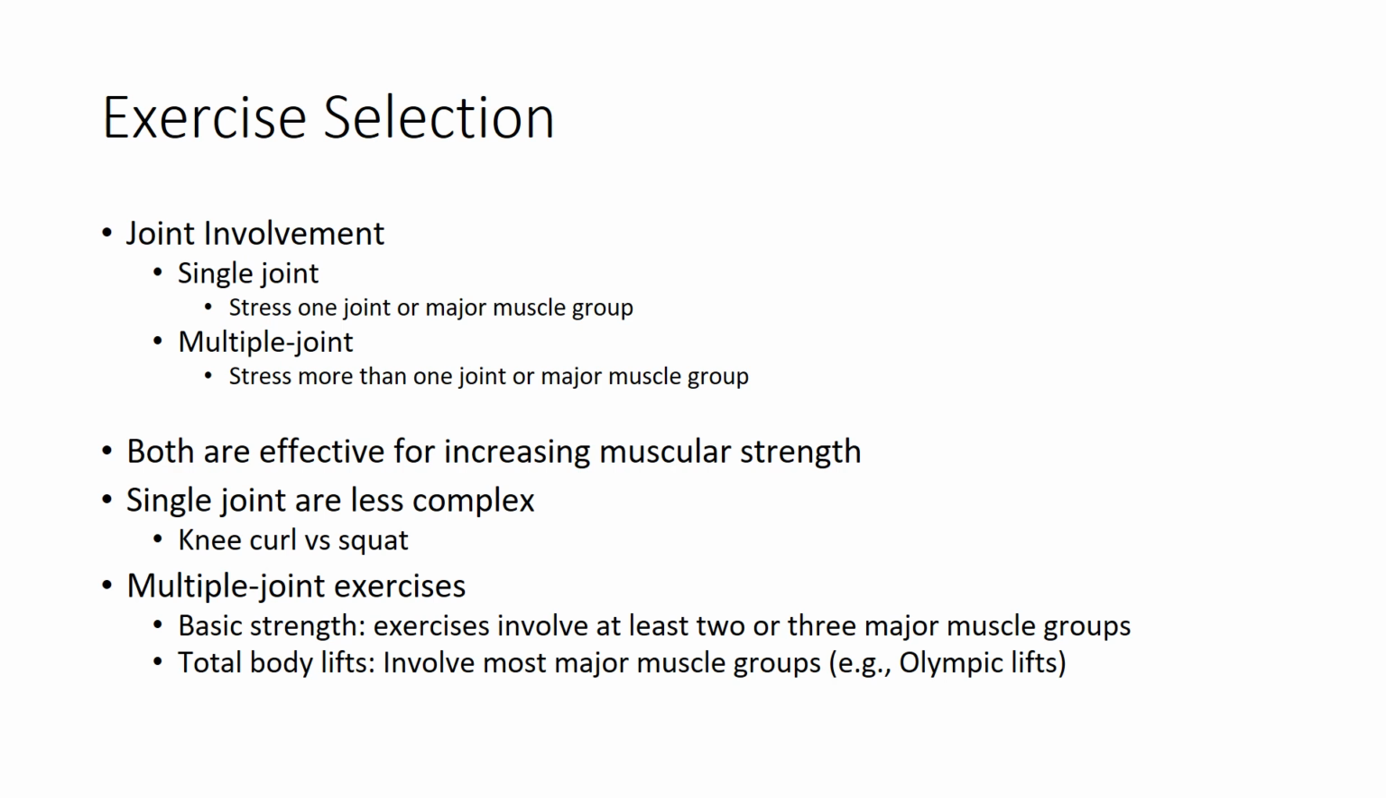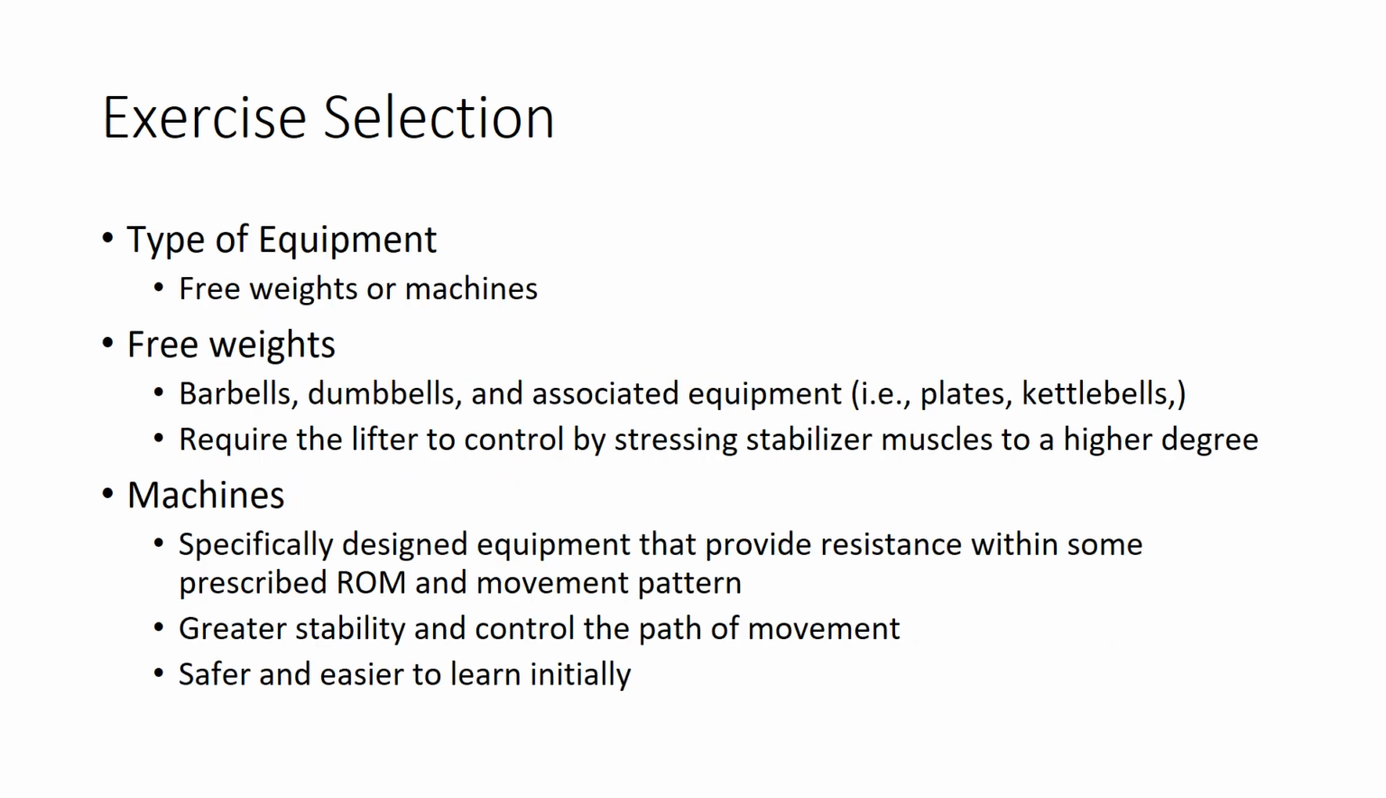Multi-joint exercises can be split into two different portions. We can have multi-joint exercises that are basic strength, where these exercises involve at least 2 or 3 major muscle groups. But we can also have multi-joint exercises which focus on total body lifts, involving most major muscle groups. An example of total body lifts is Olympic lifts. When incorporating single and multi-joint exercises, these can be performed with different types of equipment, such as free weights or machines.